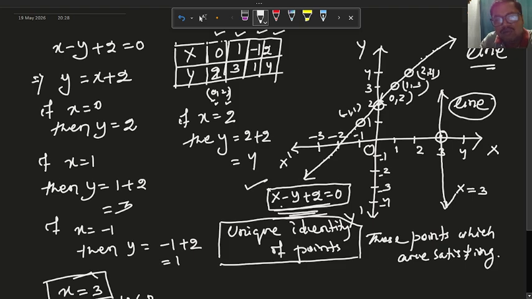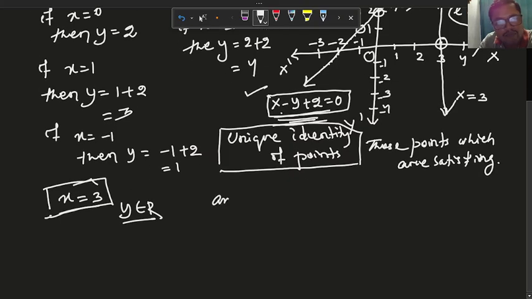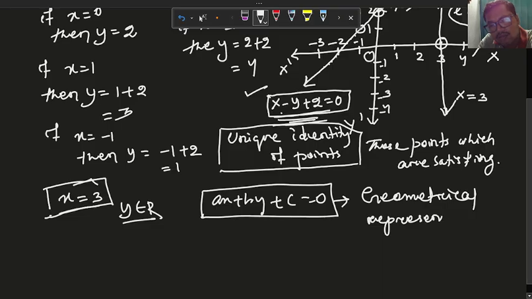okay. So, ax plus by plus c equal to 0 is a linear equation, and its graphical, or we can say geometrical representation will be a line, clear?